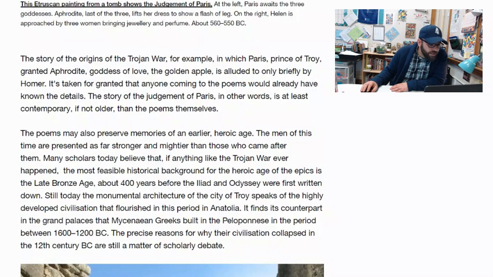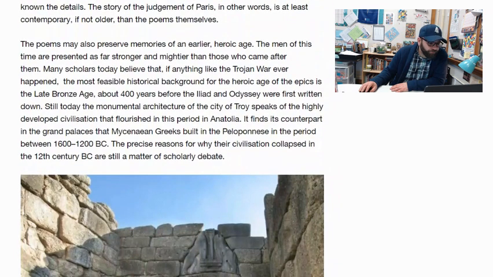The story of the origins of the Trojan War, for example, in which Paris, Prince of Troy, granted Aphrodite, goddess of love, the golden apple, is alluded to only briefly by Homer. It's taken for granted that anyone coming to the poems would already have known the details. The story of the judgment of Paris, in other words, is at least contemporary, if not older, than the poems themselves.